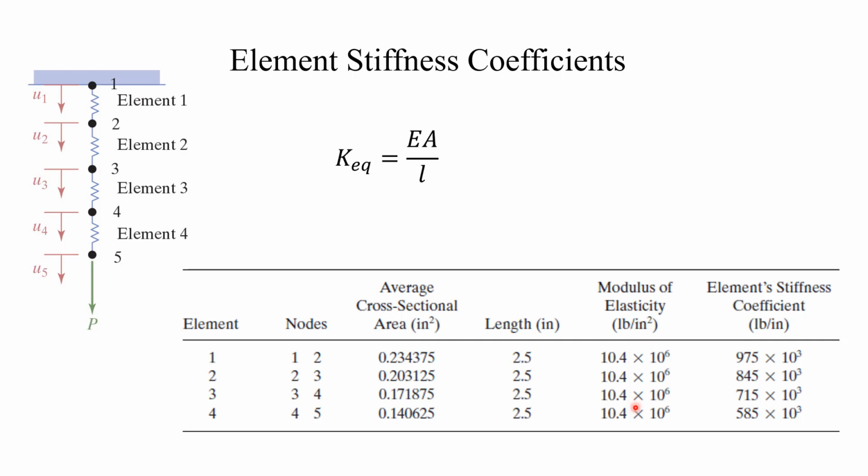So we use one value for it. The cross section is a tricky one because it changes. Here we have already found the cross section for each element, and the length. If we are dividing our system into 4 equal elements, and it is 10 inch, each element would be 2.5 inch. So we can find our element stiffness. We have 4 elements, so we found 4 different stiffnesses here.